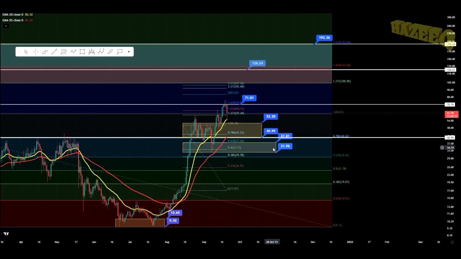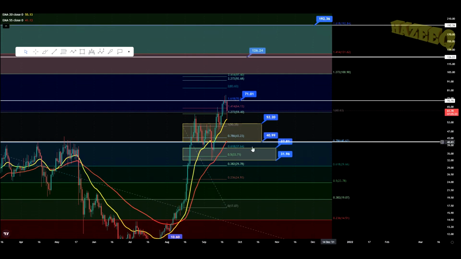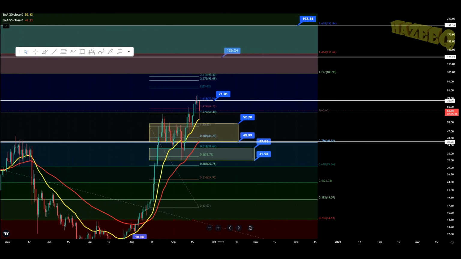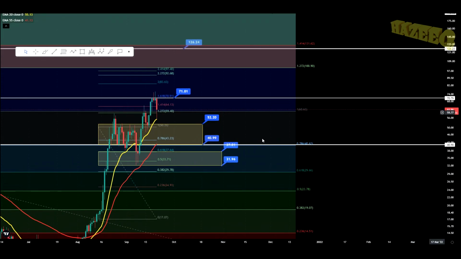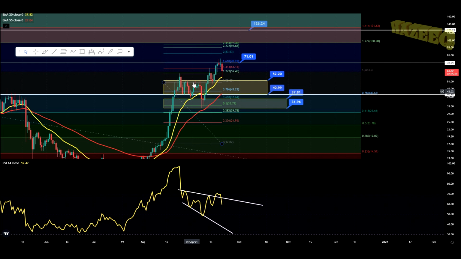Obviously, just because I'm saying it might go to these levels doesn't mean that it will. But looking at the EMAs and looking at the RSIs, there is confluence that gives me confidence in a move towards the downside. Now, if we take a look at the RSI on the daily chart, so let me just remove the drawings.